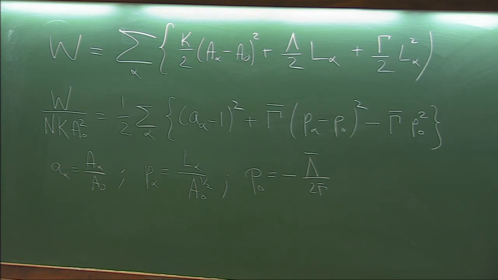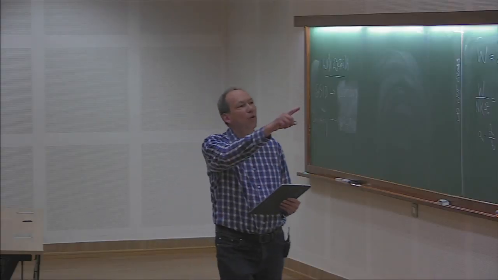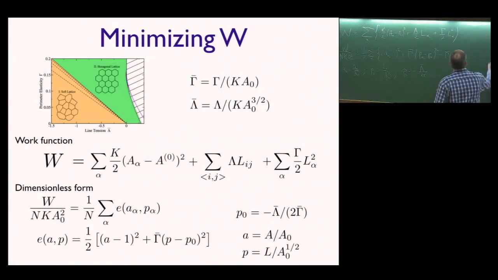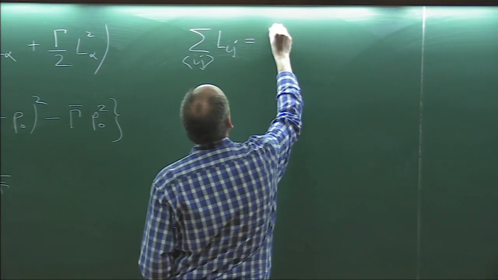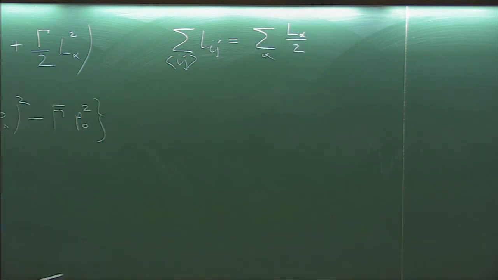P alpha is the perimeter of cell alpha, the sum of all the bond lengths that belong to cell alpha. Is it clear? That was L_ij, yes. But if you sum over all bonds in the tissue, L_ij is the same. So if you sum over all bonds in the tissue over the length L_ij, that is the same as the sum over all cells, L alpha over 2, as I've used.